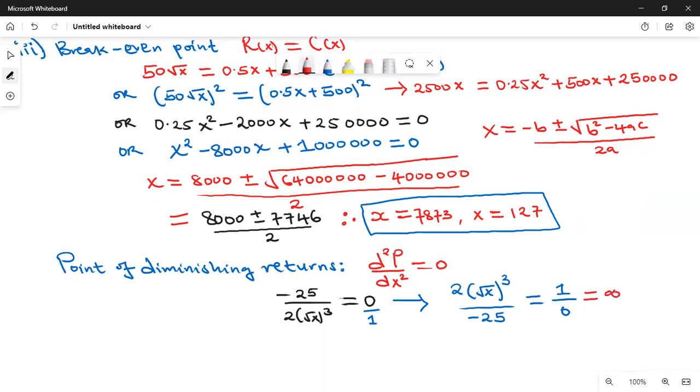So it means even if I were to solve for x, I am going to get x is equal to infinity. And you see, infinity is not a real number. So what does it mean? That there is no point of diminishing returns, because we are finding x to be infinity, which is not a real number. So no point of diminishing returns.